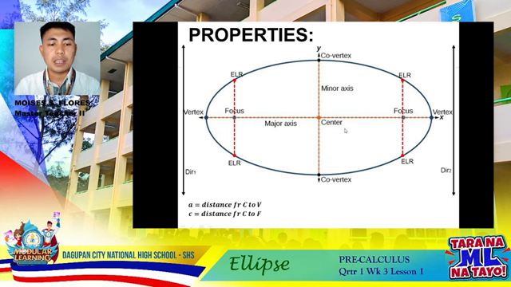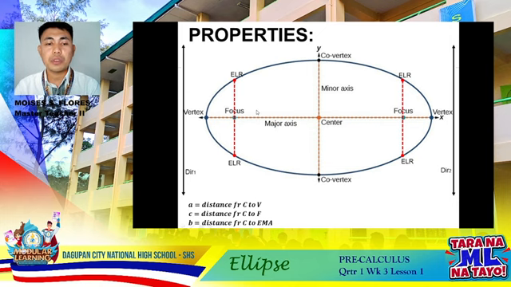After that, C is the distance from the center to your focus. So a while ago, a was from the center to your vertex. This time, c stands for the distance from the center to your focus. The midpoint of your major axis is called the center of the ellipse, denoted by capital C. On the other hand, your minor axis is denoted by 2b. This b stands for the distance from the center to your co-vertex, or in some other textbooks, the ends of the minor axis or M.